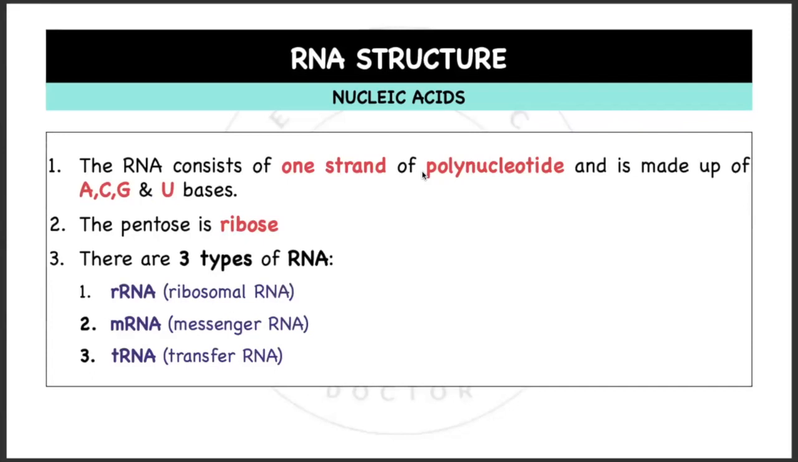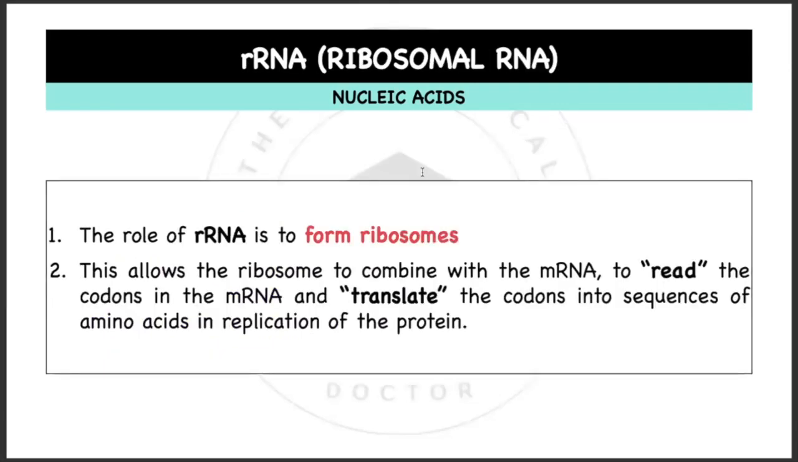And there are 3 types of RNA. You have the rRNA, the ribosomal RNA, mRNA, messenger RNA, tRNA, transfer RNA. First, the rRNA, ribosomal RNA. The role of rRNA is to form ribosomes. So just remember the name, ribosomal RNA, to form ribosomes. These allow the ribosome to combine with the mRNA, which is the messenger RNA, to read the codons in the mRNA and translate the codons into sequences of amino acids in the replication of protein.